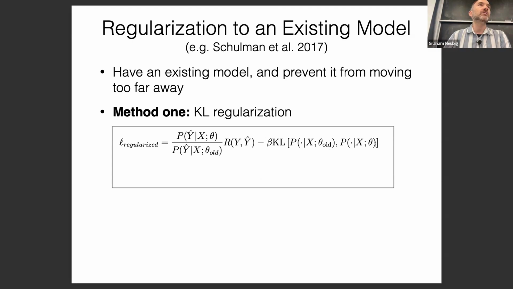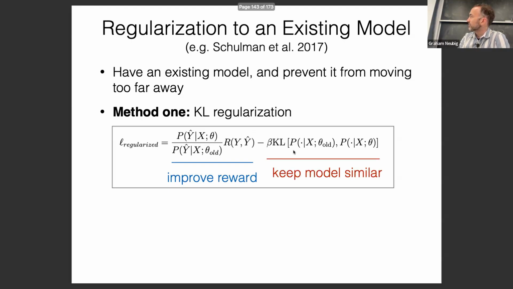and we have the new model. We calculate the KL divergence between the old model and the new model, and we subtract it out from any reward that we get. So our objective here is twofold. We want to keep the model similar. You'll notice I've added another thing here, and this is an objective that improves reward.